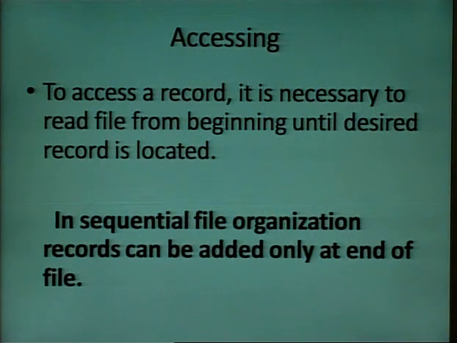How can a record be accessed? To access a record, it is necessary to read the file from the beginning until the desired record is located. In sequential file organization, records can be added only at the end of the file.